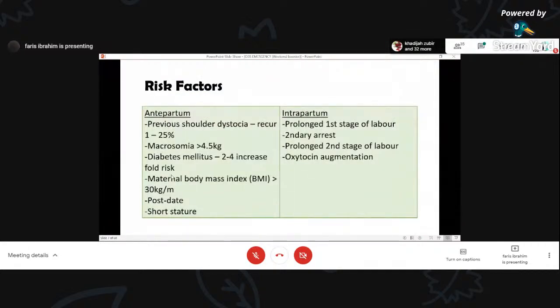Okay, so there are a few risk factors. If you read our teachers' notes, they only mention the antepartum risk factors. They didn't mention the intrapartum risk factors, but some journals also outline the intrapartum risk factors. So we go one by one. For antepartum risk factors, a mother who has a previous history of shoulder dystocia has a risk of another shoulder dystocia in a subsequent pregnancy, about 1 to 25% risk. And then a patient who has a macrosomic baby, especially a mother with GDM, as I mentioned, also has a very high risk of shoulder dystocia.